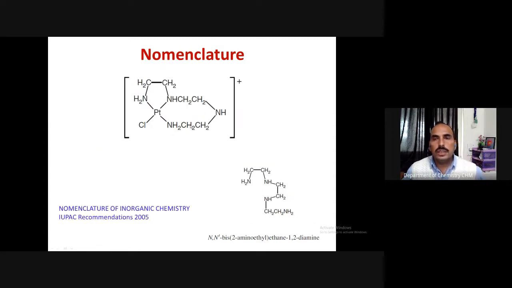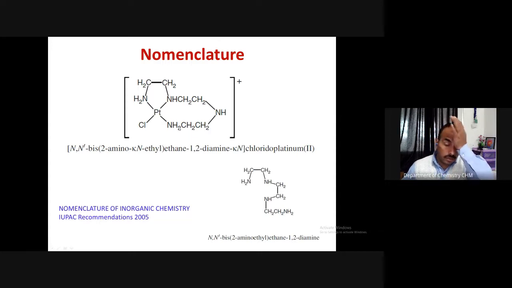Another one you can see, in this case this N prime is not coordinating. However, both the 2 amino ethyl groups are coordinating. Such kinds of ligands are called flexidentate ligands. So what is flexidentate? There are multiple ways it can coordinate. Let's say 3 or 4 or 5 atoms are there in the ligand. Sometimes 3 are used, sometimes 4 are used, sometimes all of them may not be used. This is called flexidentate in nature.